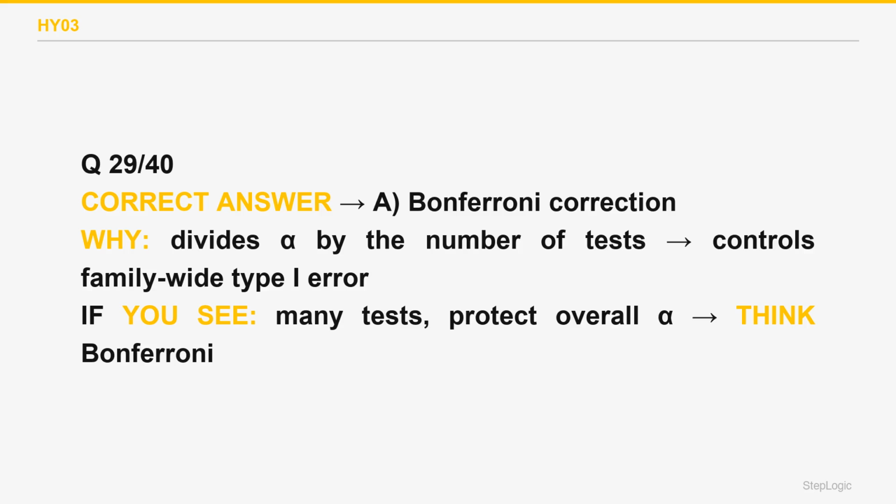Intention to treat is a method for analyzing RCTs by randomized assignment, not a fix for multiple comparisons, choice B wrong. Stratification controls confounding by analyzing within subgroups. It does nothing about the inflated false positive rate of many tests, choice D wrong. Lowering the per-test threshold to protect the overall alpha is the Bonferroni correction.